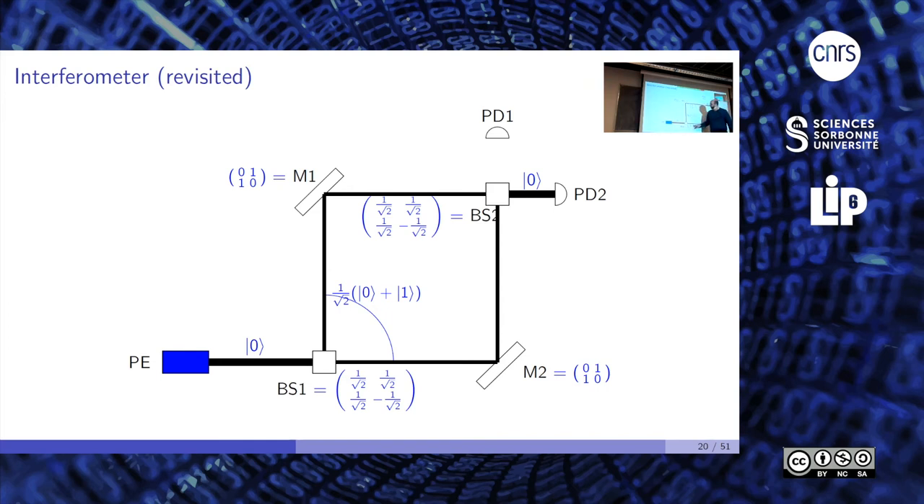So instead of having half of the photons coming here and half coming from there, what happens is that you have a superposition of photons, half being here, half being here. And if you measure at this time, then you see 50% and 50%, because that's what happens if you measure 0 plus 1 in the computational basis. But if you apply the Hadamard, or the beam splitter, again, then you go back to 0, and then 100% of the photons will be on the right hand side. Okay?